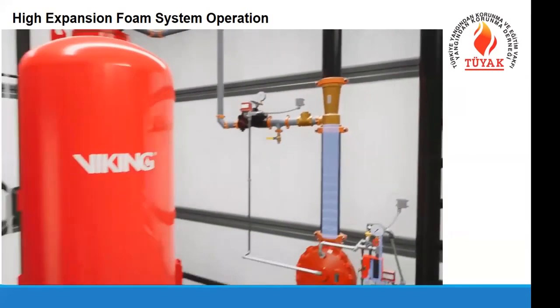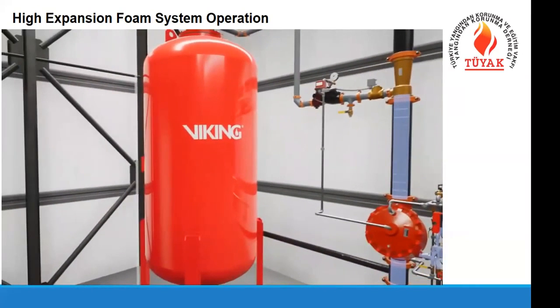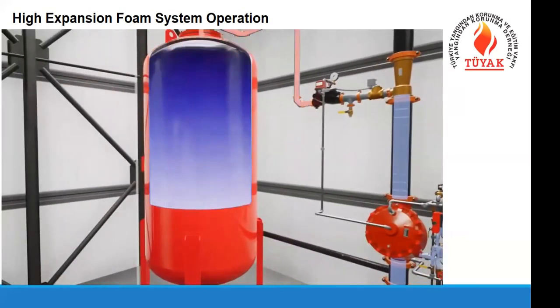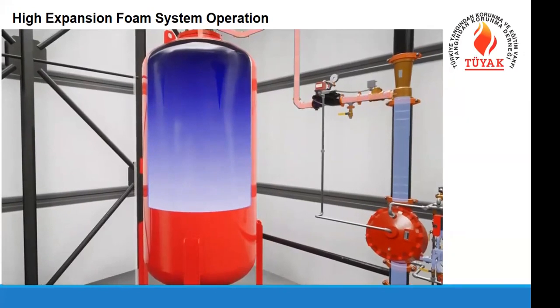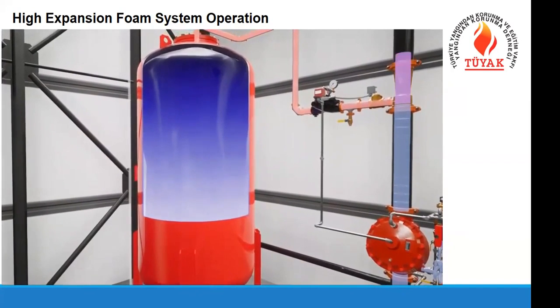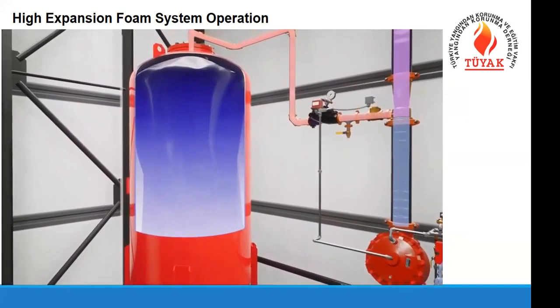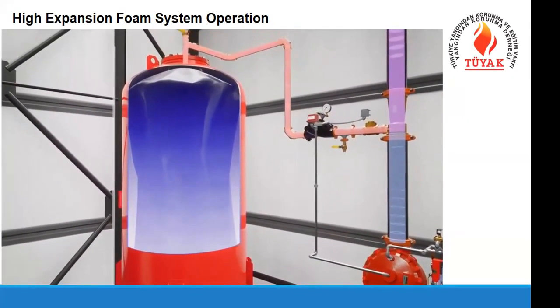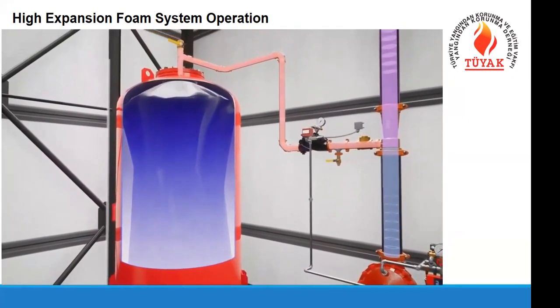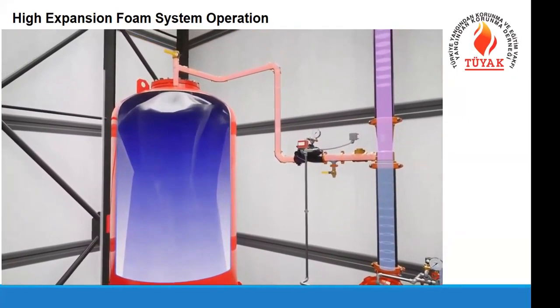Occurring at the same time on the concentrate supply, the foam concentrate is under pressure in the bladder tank. Priming pressure on the concentrate control valve drops, and the concentrate control valve opens. Foam concentrate begins to flow towards the ratio controller. The foam concentrate will pass through the metered orifice and then mix with the water into a foam solution.